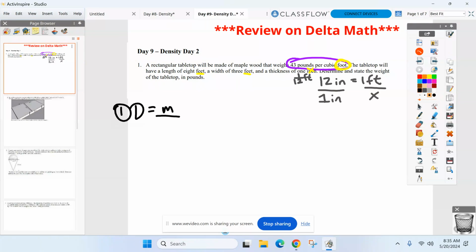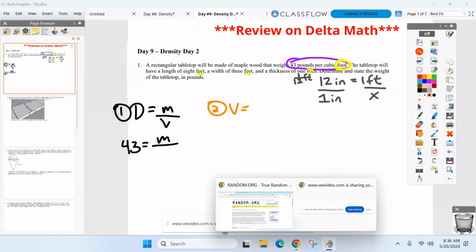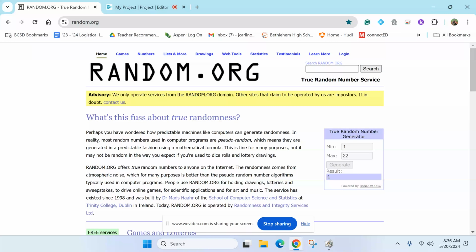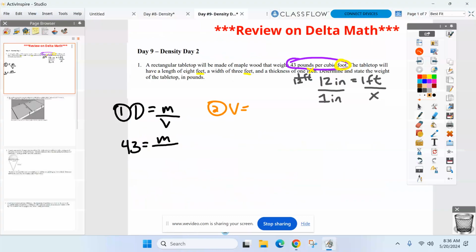D equals M over V, just like we did on Friday. Density, you told me, was 43 they gave me. We're looking for the weight of the tabletop in pounds, so M again. And just like we did on Friday, we never had volume. We always had to calculate the volume. Rectangular tabletop shouldn't be an issue in here. How do you calculate the volume of your rectangular tabletop? Shouldn't be an issue. Where are we going here, Drew? 8 times 3. Thank you. 8 times 3. You better be using that 1/12 now, not the 1 inch.